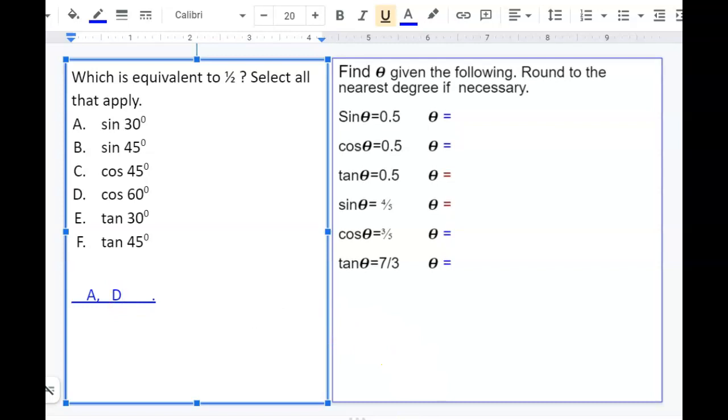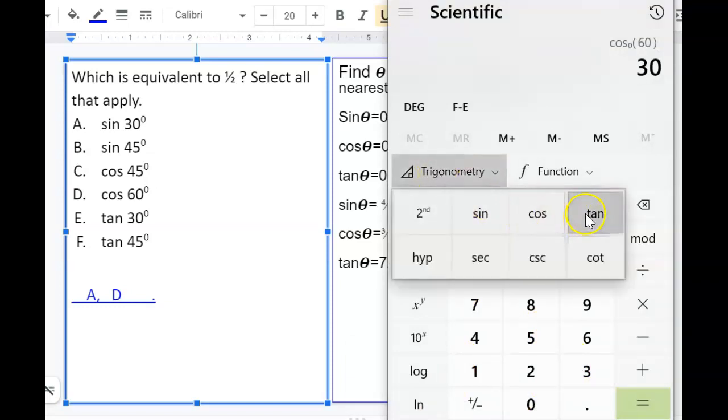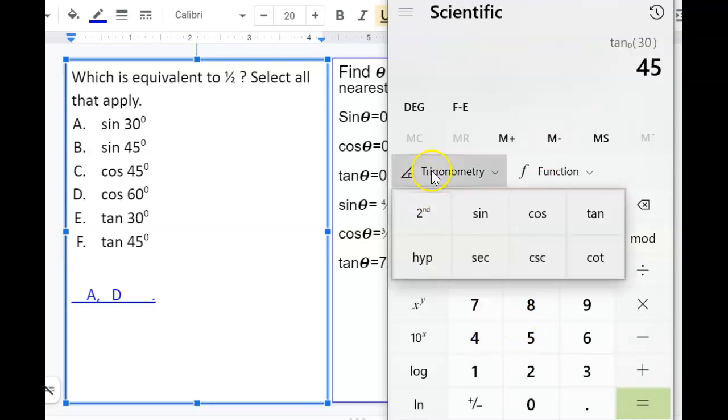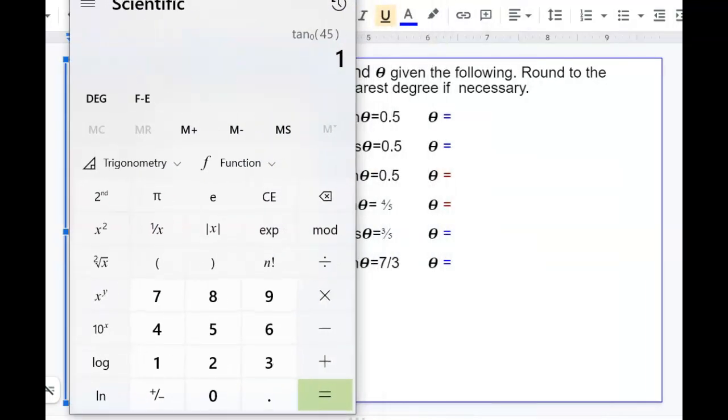Let's go ahead and test the remaining two. We have tan 30, so you type your 30, click on trigonometry, and click on tan. That's 0.577, so that's not 1/2. And lastly, tan 45, so you type 45, click on trigonometry, and click on tan. Tan 45 is 1. So the correct answer is A and D. Now let's look at the next example.